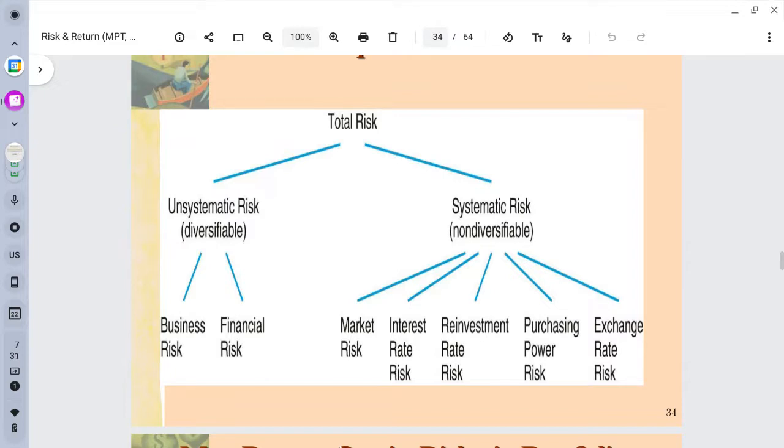So think about it. Financial risk means the higher the leverage, the more likely they will default, or the default risk is higher, right?